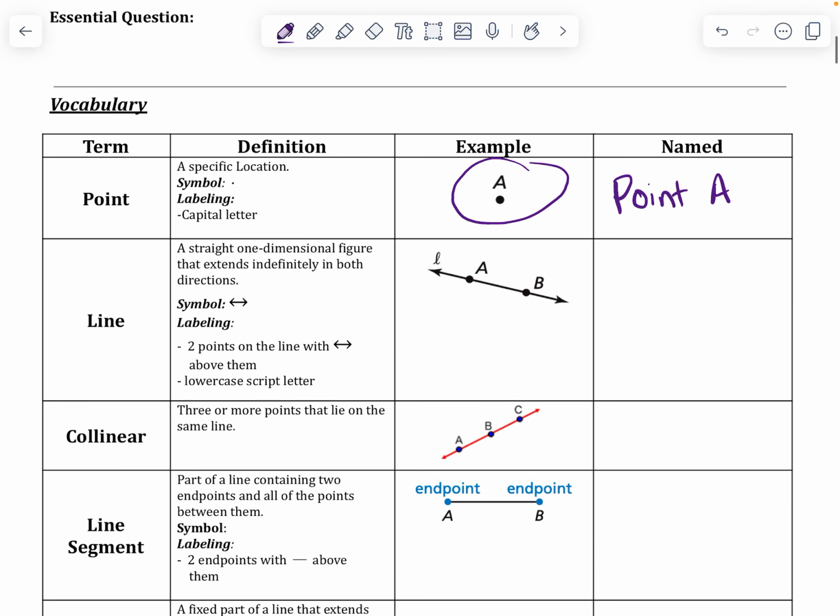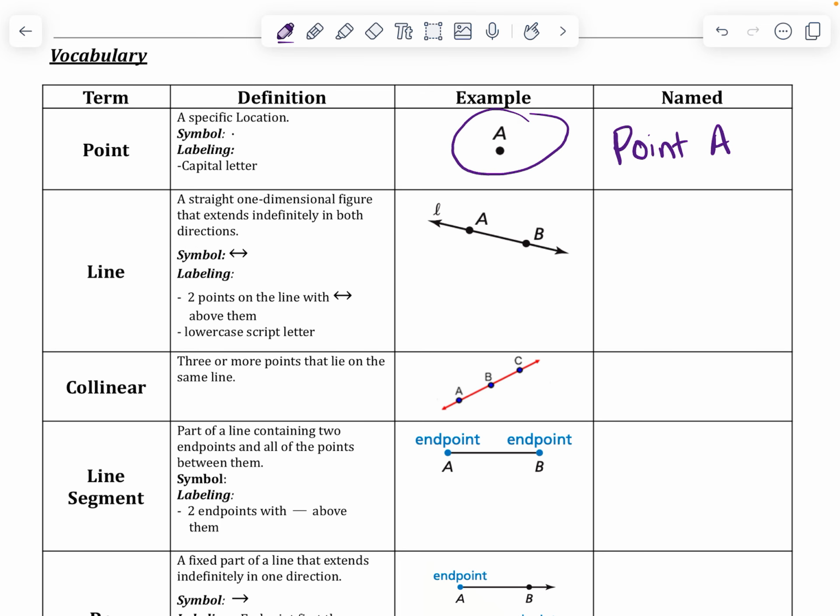Okay, a line is a straight one-dimensional figure that extends infinitely in both directions. So you're going to use the double line symbol here. And so you can write this as line AB. There are 2 points on that line, so you can write it as AB with that symbol above it that represents that line. Or you could write it as BA, since it goes in both directions. Or you can write it as line L, and that's a lowercase script letter, like this.